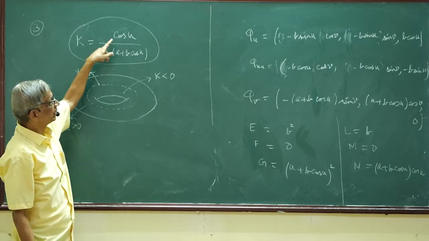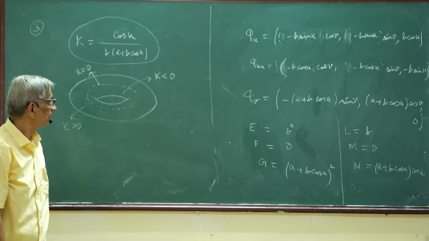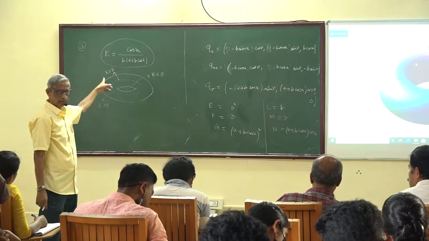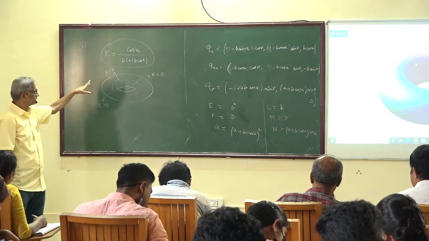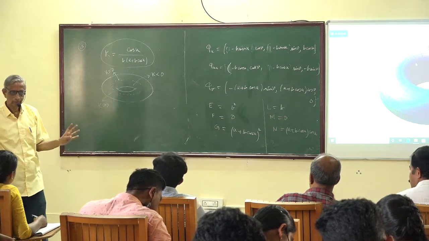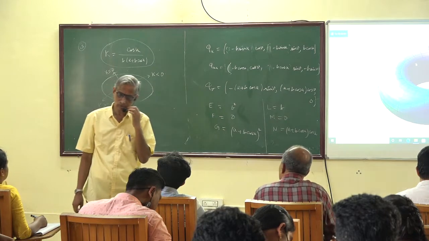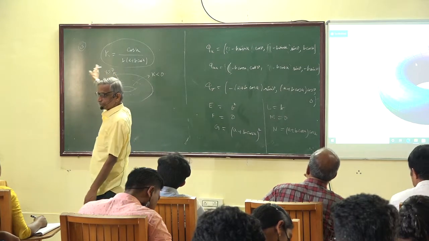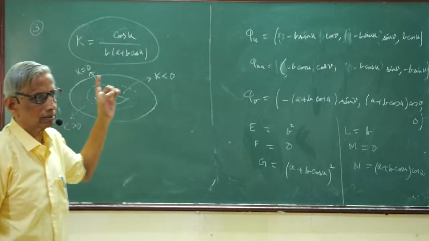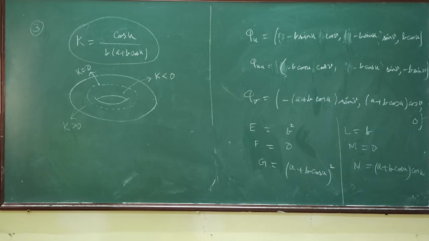So the curvature is therefore given by this. It depends only on u though. The denominator is always positive because a is greater than b, so a + b cos u is always positive. So the sign of the curvature depends on the sign of cosine u in the numerator. Wherever cos u is positive, the curvature is positive. Wherever it is 0, the curvature is 0. And wherever it is negative, the curvature is negative.